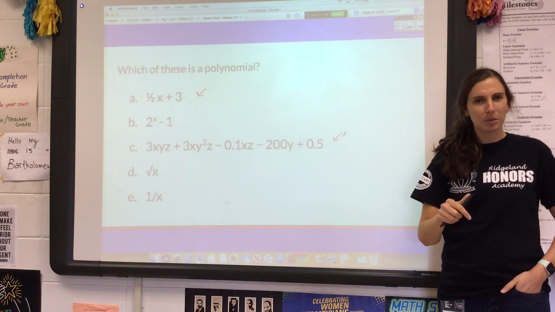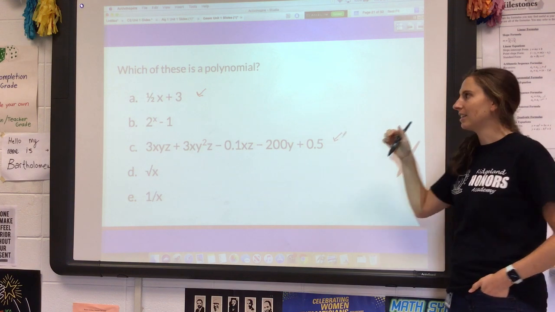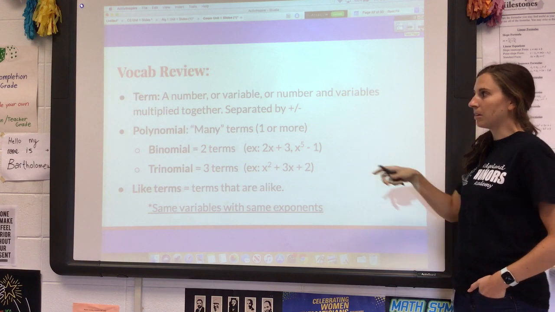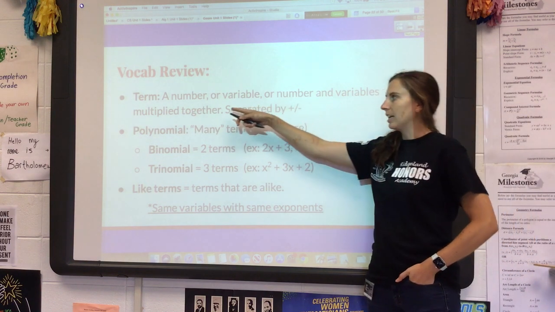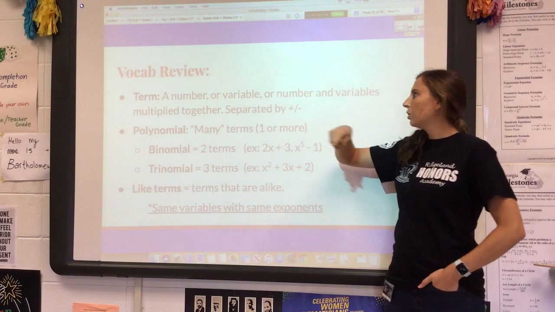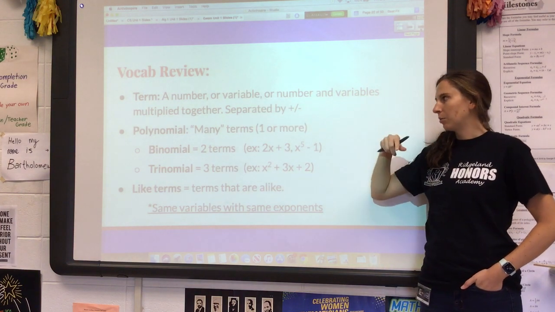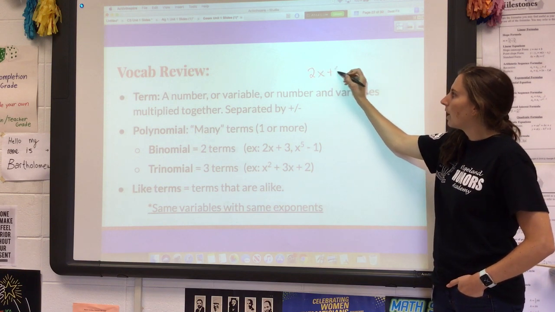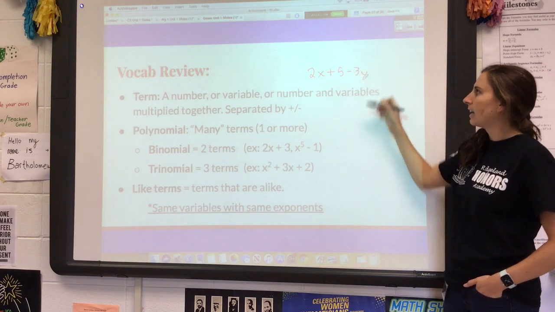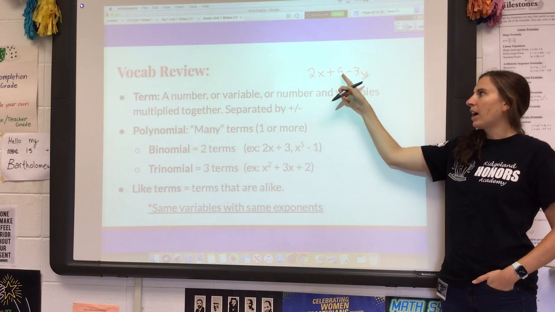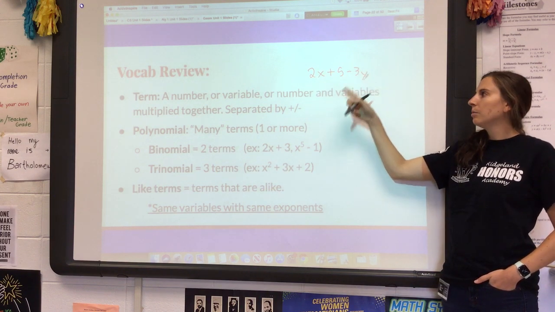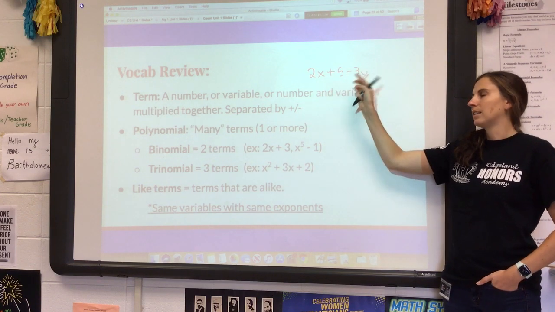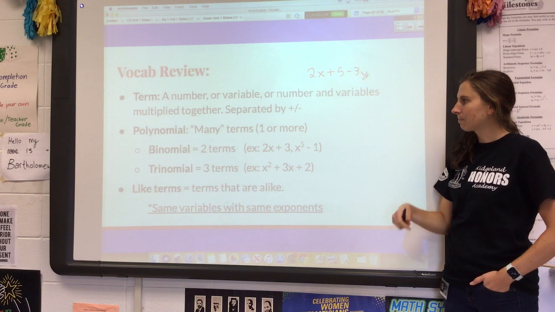Just want to refresh a little bit of vocabulary, and we'll come back to this in just a second. So just a little vocab review. A term is a number. It could be a variable, or it could be a number and a variable. So if I have something like 2x plus 5 minus 3y, 2x is a term, 5 is a term, negative 3y is a term. They're separated by this plus and this minus. So anytime you have plus and minus, they separate the terms.